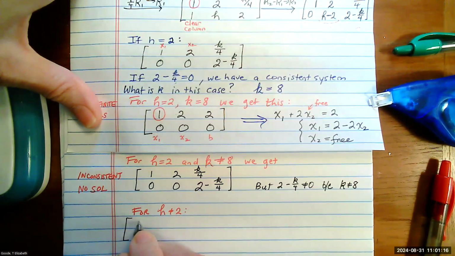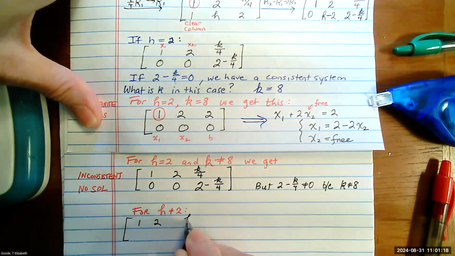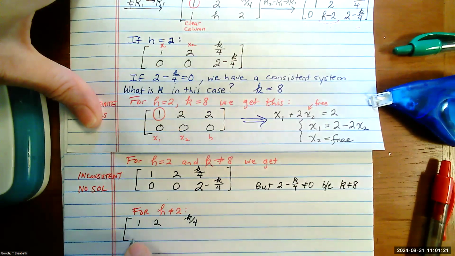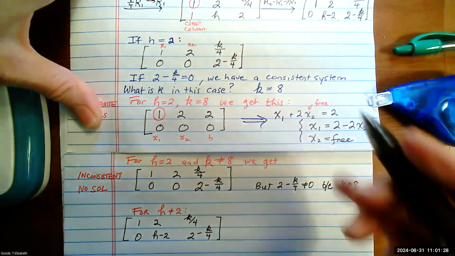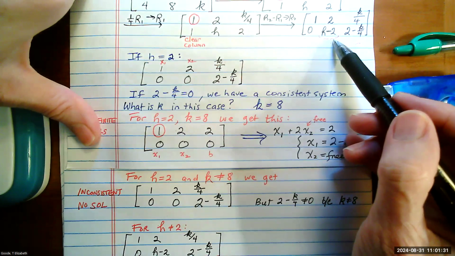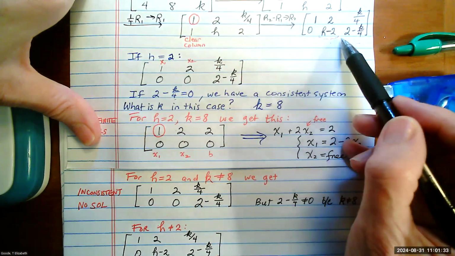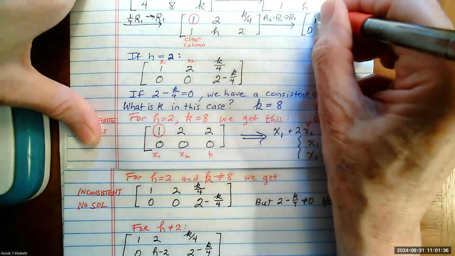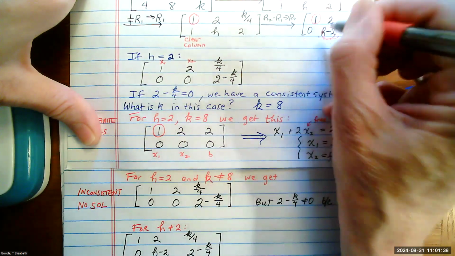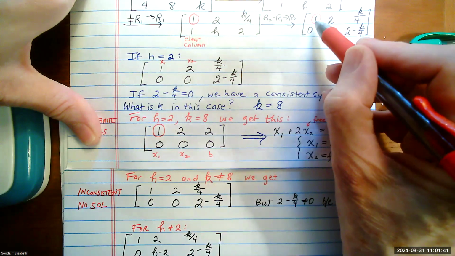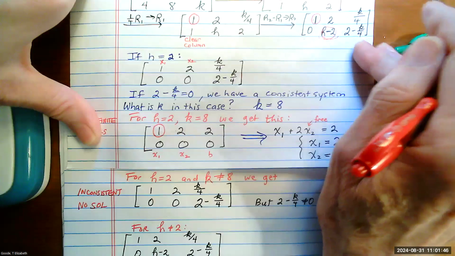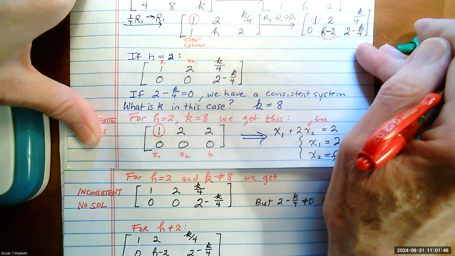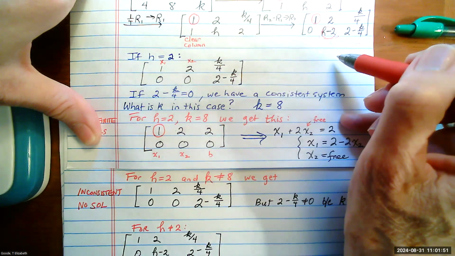So what we have is 1, 2, k over 4, 0, h minus 2, and 2 minus k over 4. And again, you can explore other ways to get echelon form. This is echelon form. Okay? You have a pivot here and a pivot here, and we can march down and to the right. And under any pivot that has rows below it, it's all 0. So this is echelon form, even though it's not reduced. It's enough for us to see what's going on.